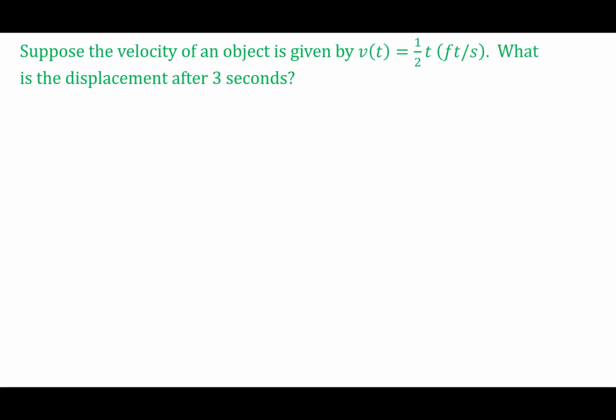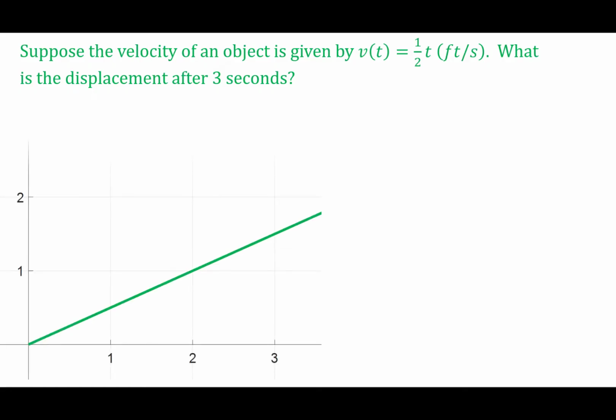Suppose the velocity of an object is given by v(t) = 1/2 t, in feet per second. What is the displacement after 3 seconds? Let's make a graph of this, and note that displacement is equal to velocity times time, right? If I'm driving a car 50 miles per hour and after 2 hours, that means I've gone 100 miles, because velocity times time gives me displacement.